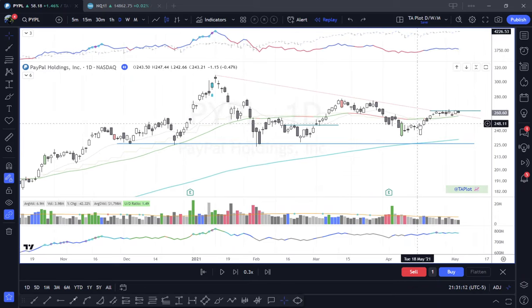So the other bottom fishing happened right here. Again, back to support, higher support. So that's a good sign. A little bit red here, but that's around earnings. So you expect volume to be higher around earnings. So not too concerning. And then you buy that coming out.